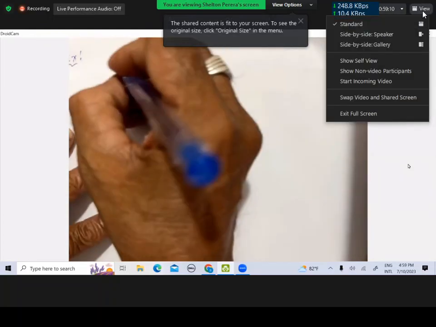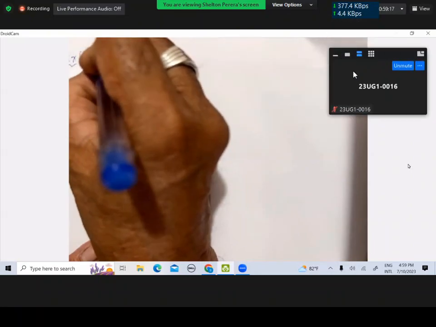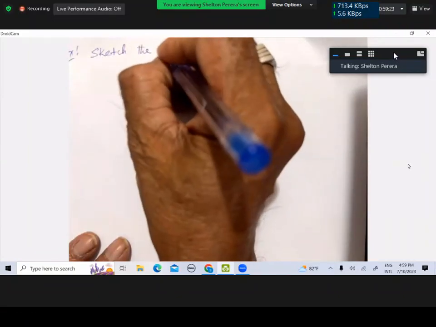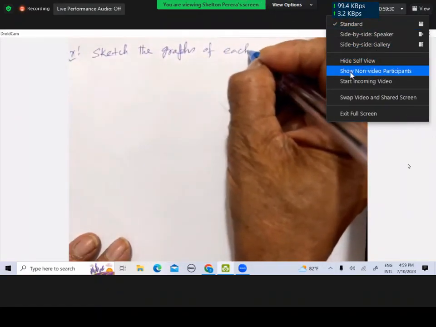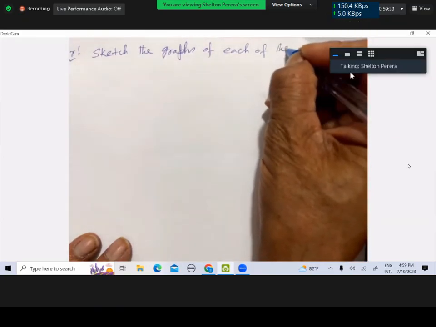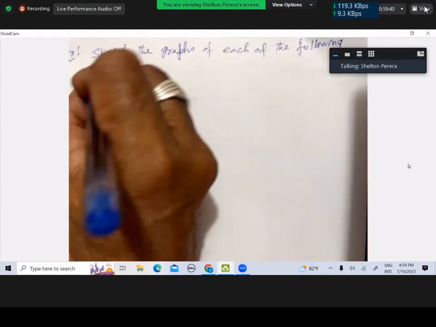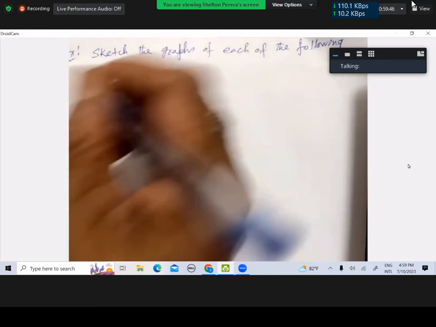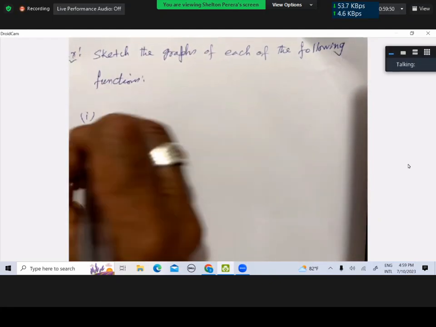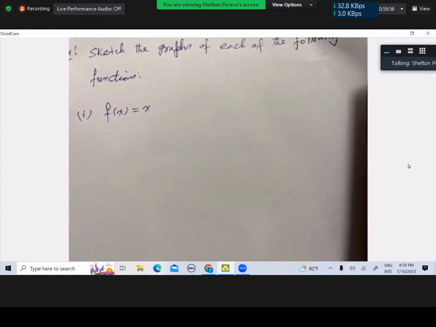Next example: sketch the graphs of each of the following functions. First one, f of x equals x.